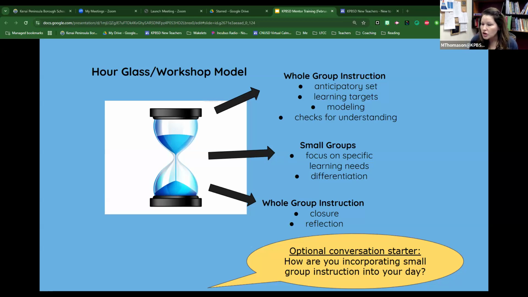So you go from whole group instruction to small group, and then back to the whole group again. The anticipatory set, the learning objective, and the modeling happen during the whole group instruction. Small groups occur as a result of the checks for understanding and differentiation opportunities, and then the students return to the whole group instruction for closure and reflection. So this is another model for lessons that is good to expose your mentees to, so they have a broad range of lesson styles as they develop their own personal pedagogy and lesson style moving forward.